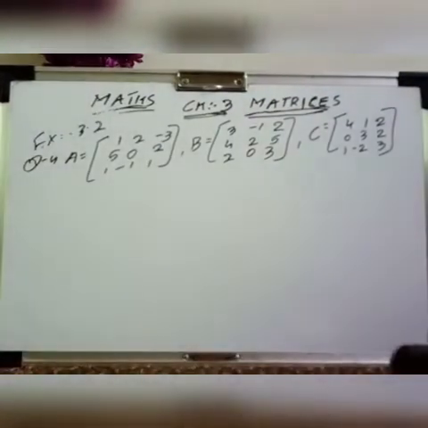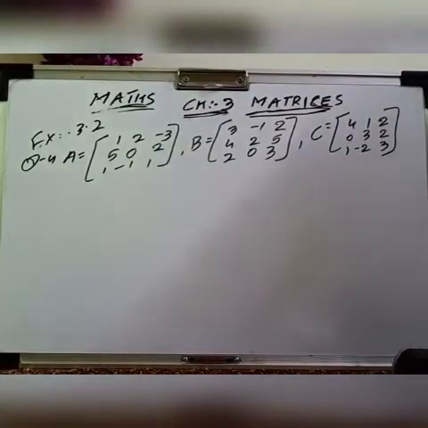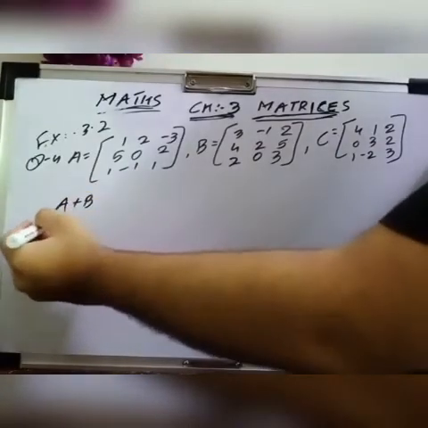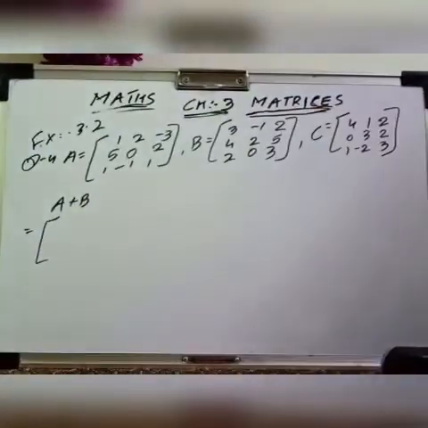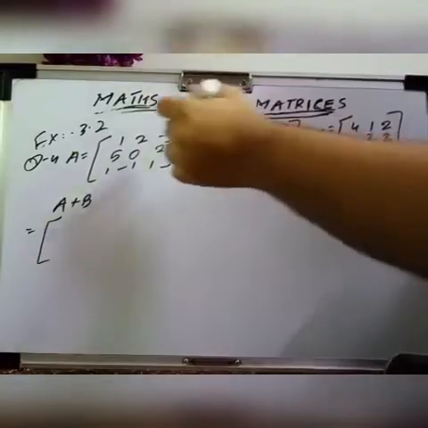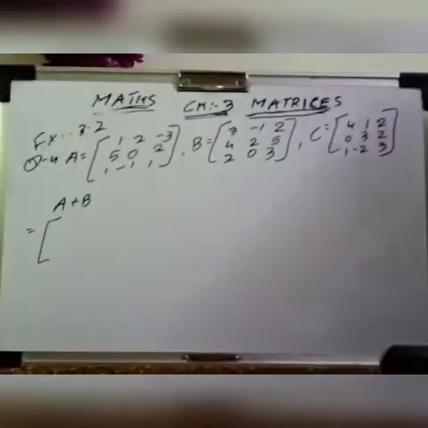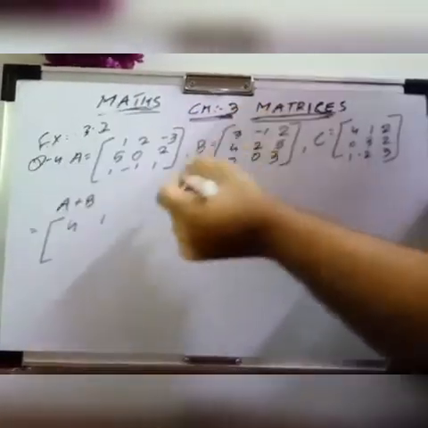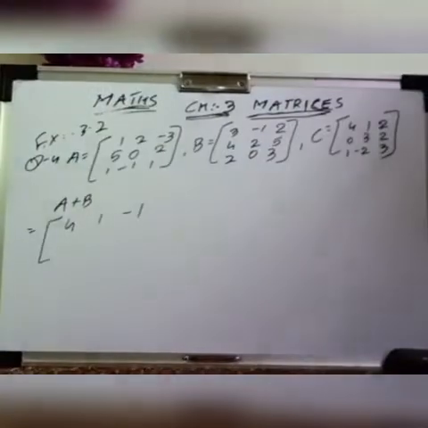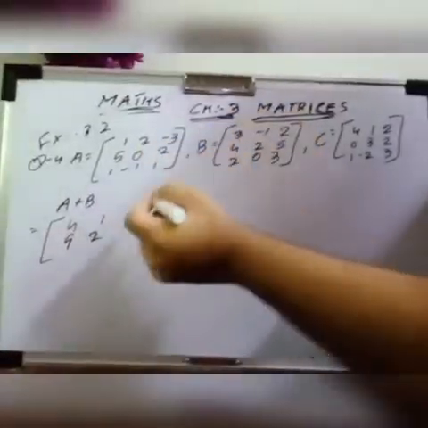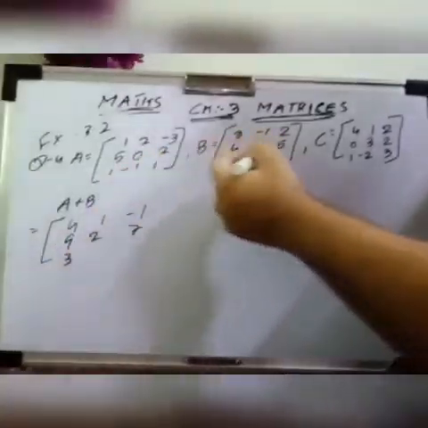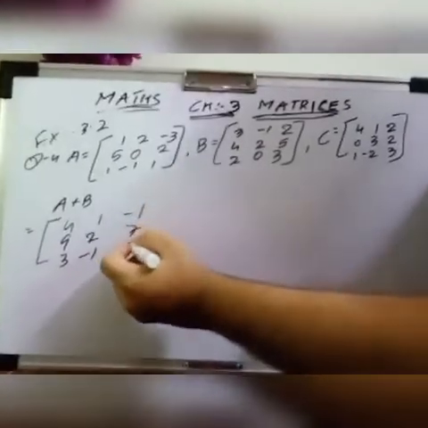Let's try to understand the fourth question where we are asked to find the value of a plus b. So how to add a matrix A plus matrix B? Corresponding elements will get added. 1 plus 3 will give me 4, 2 minus 1 is 1, minus 3 plus 2 is minus 1, 5 plus 4 is 9, 0 plus 2 is 2, 2 plus 5 is 7, 1 plus 2 is 3, minus 1 plus 0 is minus 1, 4.